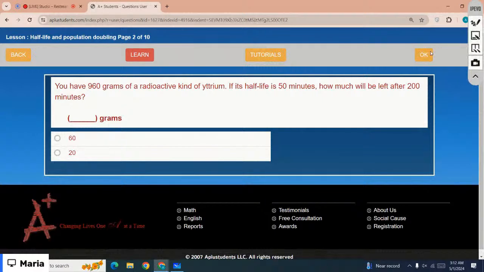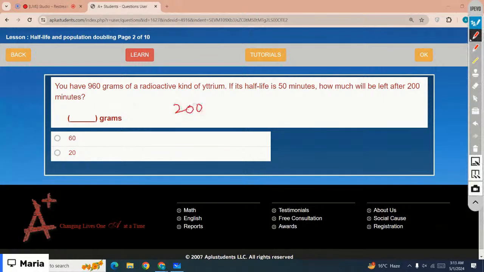Okay, the next one: you have 960 grams of radioactive yttrium. If its half life is 50 minutes, how much will be left after 200 minutes? So the half life is 50 minutes, right? You have to see how much is left after 200 minutes. First divide 200 by 50. 50 times 4 is 200. That means 4 times it would be halved until 200 minutes, right?